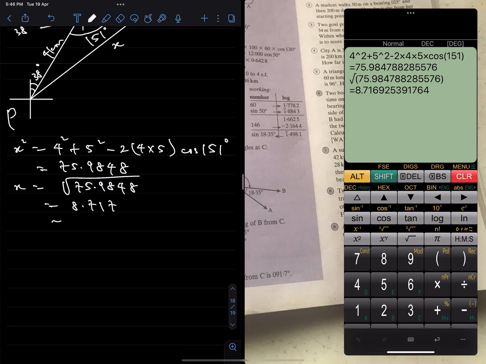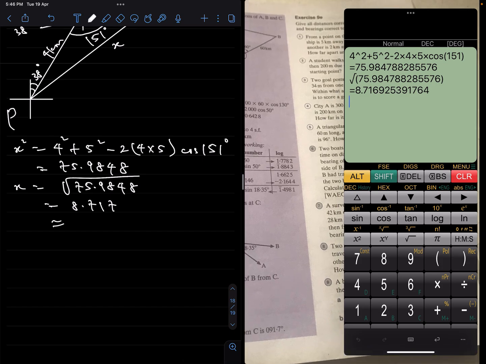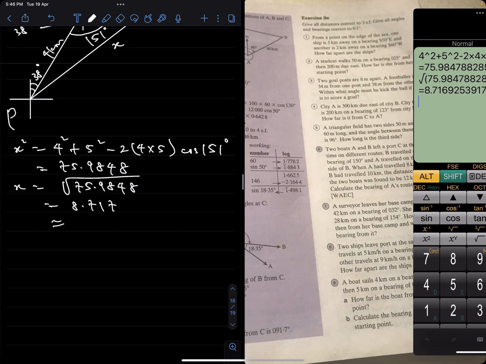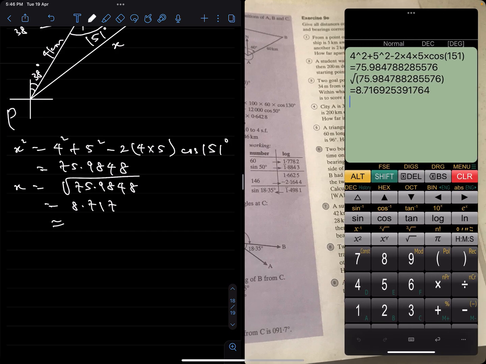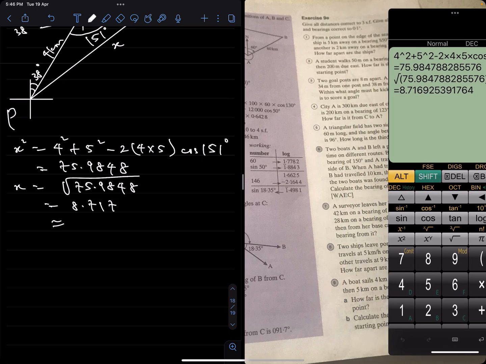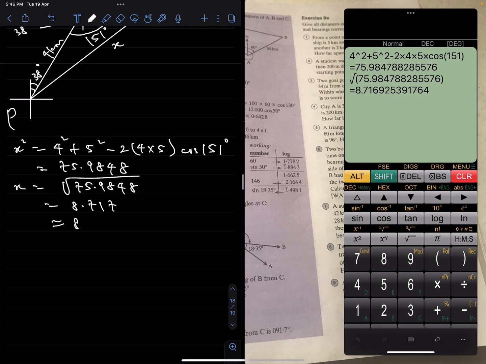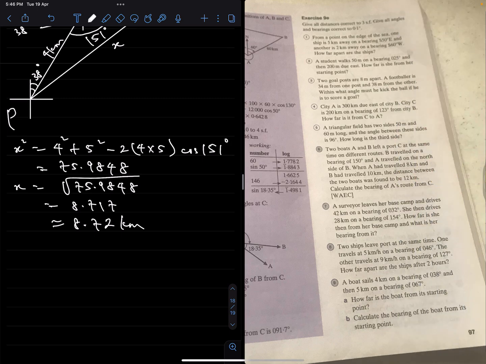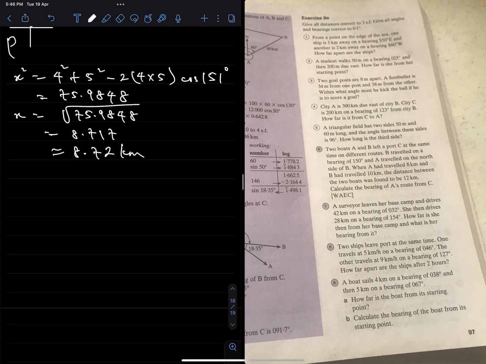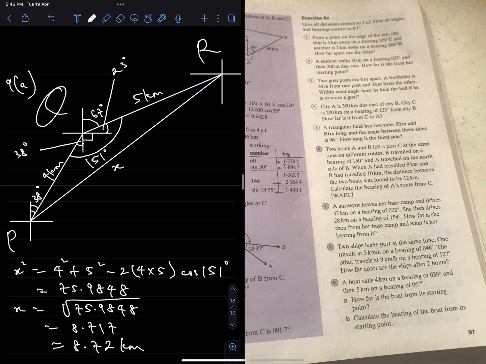Square root of that answer is 8.717. And they said we should approximate all distances correct to three significant figures and bearings correct to 0.1 degree. So this is approximately 8.72 kilometers. Therefore, the distance of the boat from its starting point is 8.72 kilometers. Now, question B. Let me copy the diagram and paste it to answer question B.